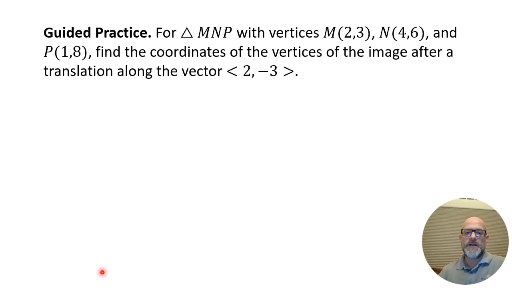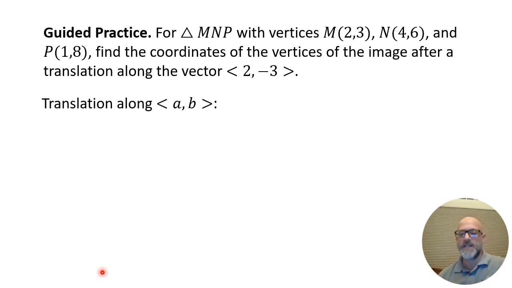All right, let's try another one. For the triangle MNP with vertices M, N, and P, find the coordinates of the vertices of the image after translation along the vector 2, negative 3. All right, so if we want to have a translation along a vector AB, which here is 2, negative 3, along that translation vector, what's the rule?